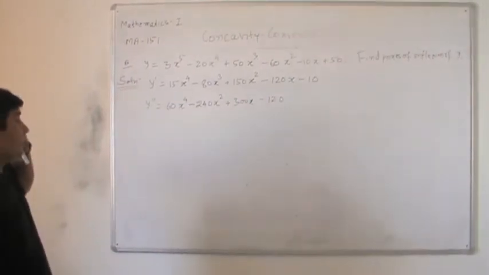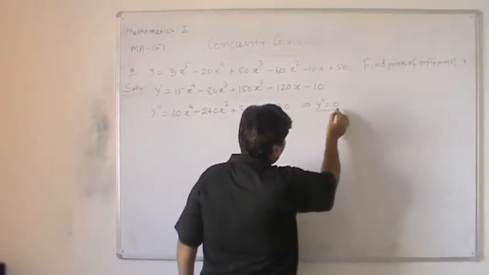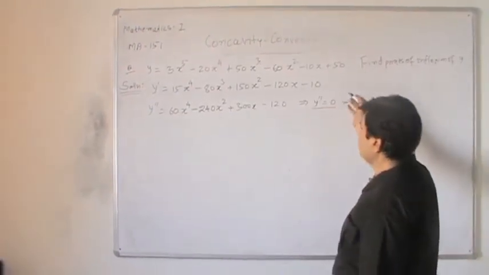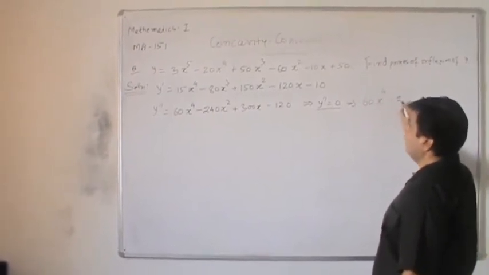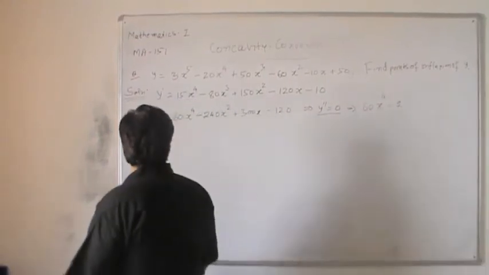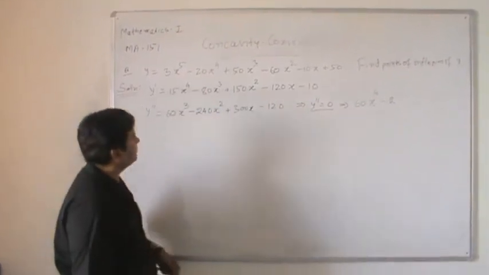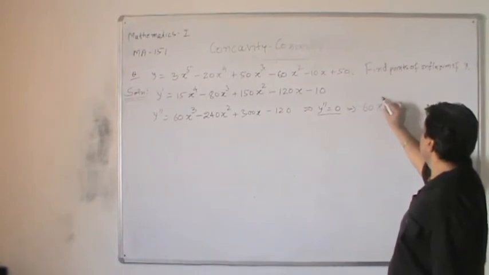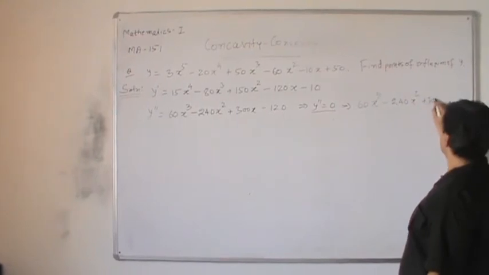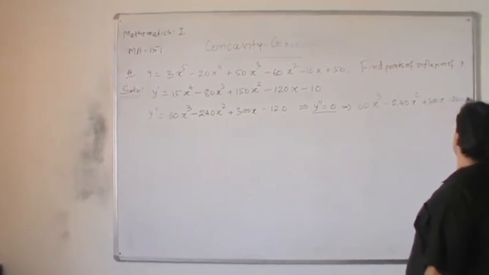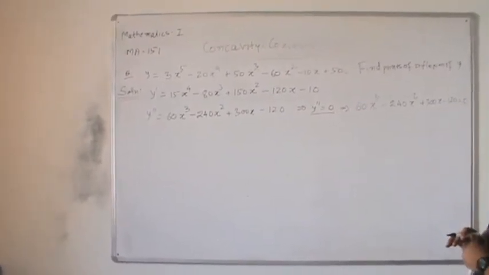Now, to decide points of inflection, we equate the second derivative to 0. Then we get the equation 60x cube minus 240x square plus 300x minus 120 equal to 0. So this is the equation, and you want to solve it and find the values of x.